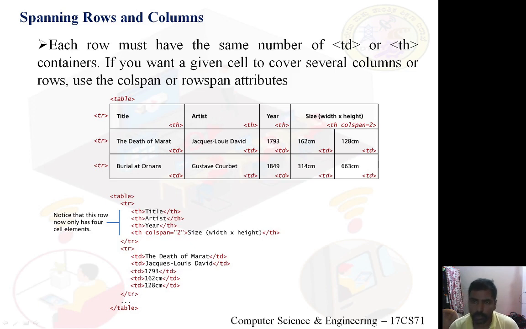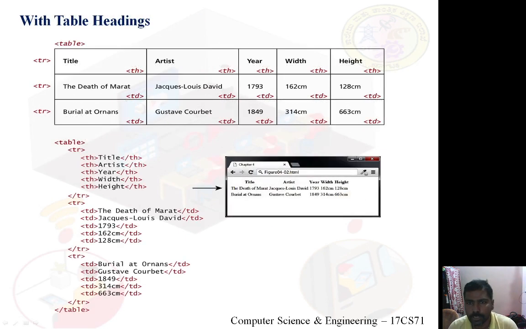So yes, and now let me come back to the previous slide once again. See here, each row contains the same number of cells. Clear? Suppose now I want a particular cell to span several cells in the same row or in the same column. So how to achieve that? First we'll have a look at an example of such a table, then I'll tell you.